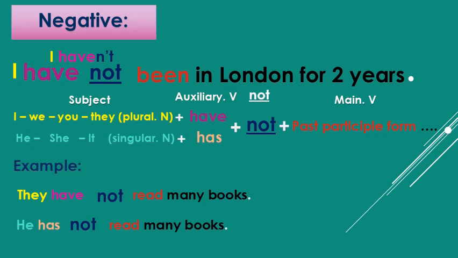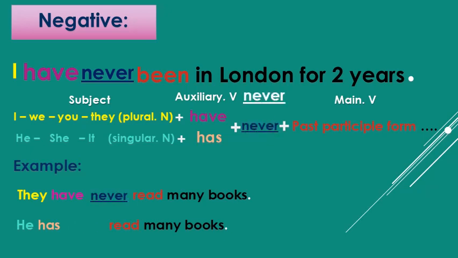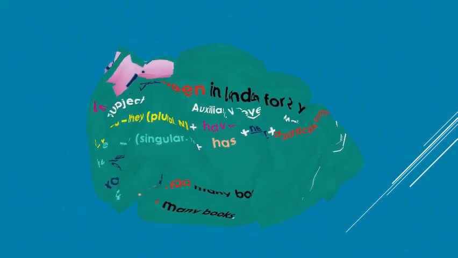And here we have another way. There is another way to make the negative, just by adding never. So it becomes I have never been. So here it is a negative case; instead of not, we add never. Here is the example: I have never read many books. He has never read many books.